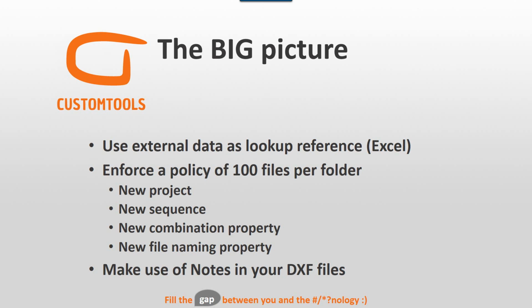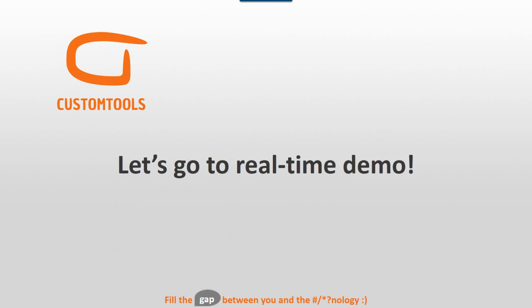Then we're going to enforce a policy of 100 files per folder, so we can actually do that by combination properties. And we need to create a new project, a new sequence, a new combination property, and a new file naming property for that. And then we are going to make use of nodes in DXF output files that we can convert and add a node to during a file conversion. So let's have a look. Let's just dive in and have a look at all of this live.